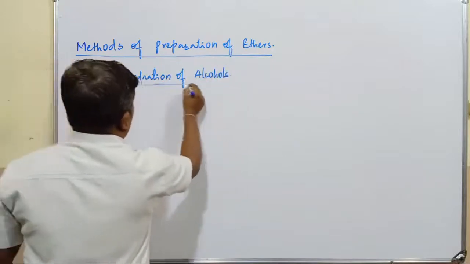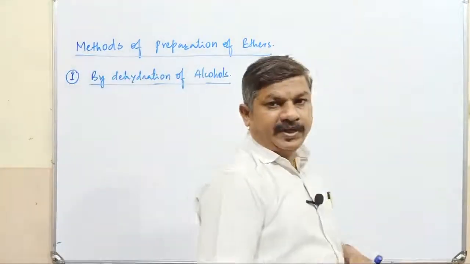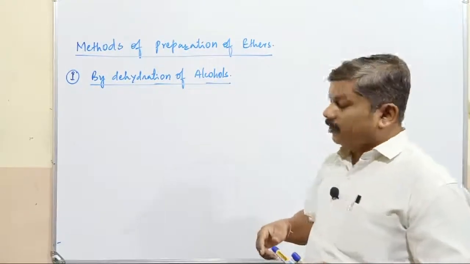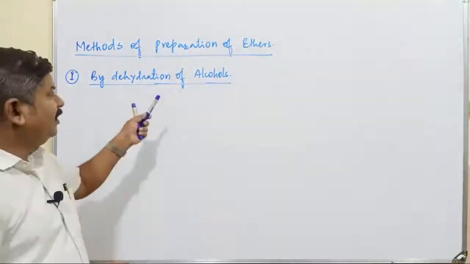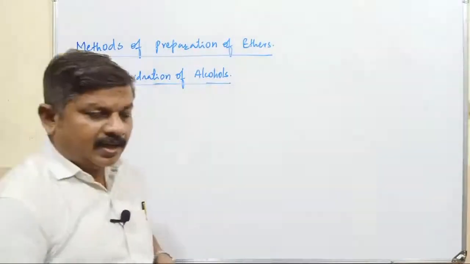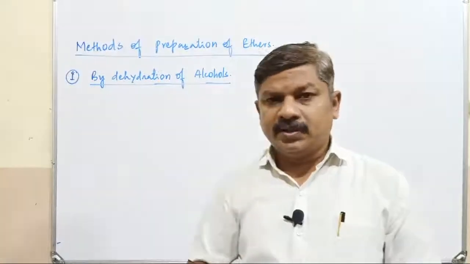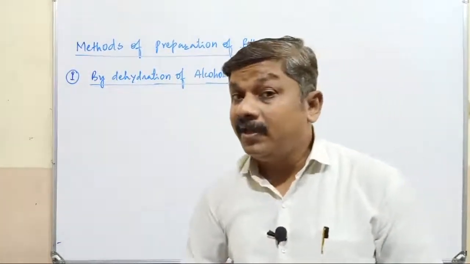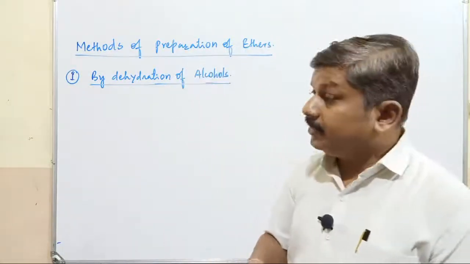Dehydration of alcohols. Whenever alcohols undergo dehydration, it is a type of elimination reaction. Dehydration of alcohols generally gives ethers. In the properties of alcohols, we have discussed this very clearly. When alcohols undergo dehydration, they form two types of products. One is the formation of alkene, the next one is the formation of what? Ether, depending upon the condition, especially temperature.